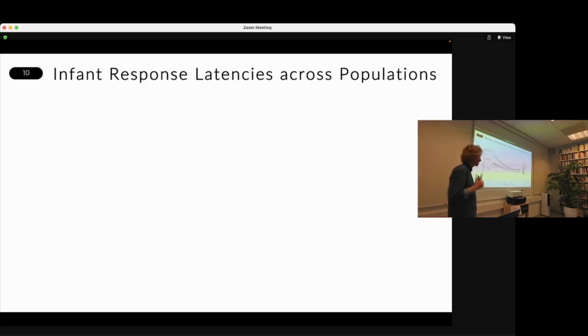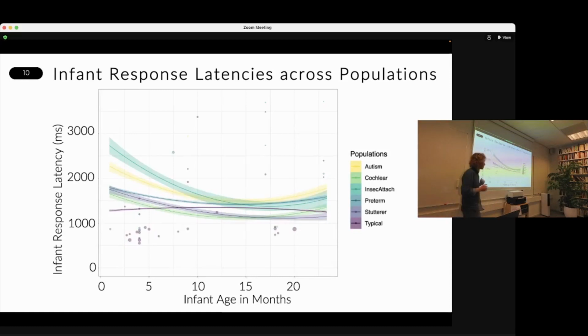in this. So here we have a plot, again, with response latency on the y-axis, but here we have different populations and the developmental trajectories that we have available for these populations, right? And again, the data are extremely sparse. So we have, I think, one data point for autism studies, for example. But again, that does seem to be a greater latency than the typically developing as well.